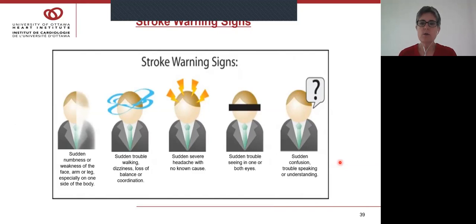A common symptom of a TIA is actually a transient change in vision. So if this happens, even if your vision returns, it's important to be checked out. And any sudden confusion, trouble speaking or understanding. So these are all 911 calls. Any symptoms of a stroke are an emergency, and it's important that you get assessed as soon as possible.